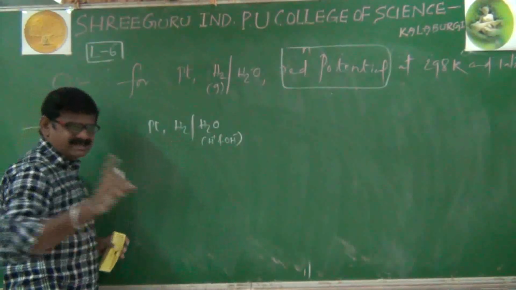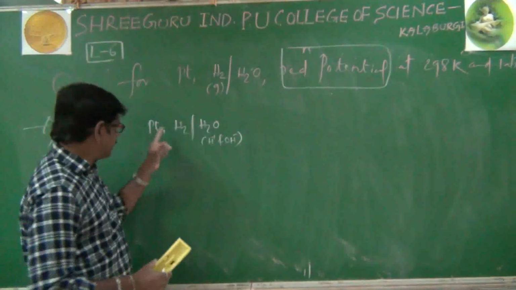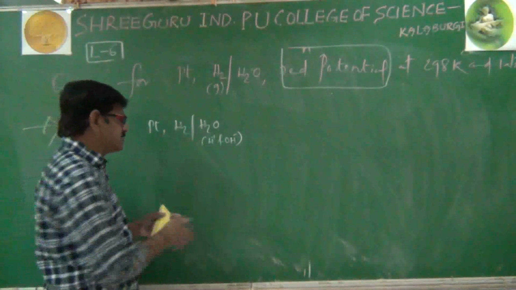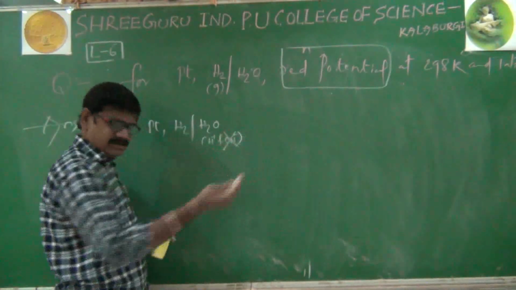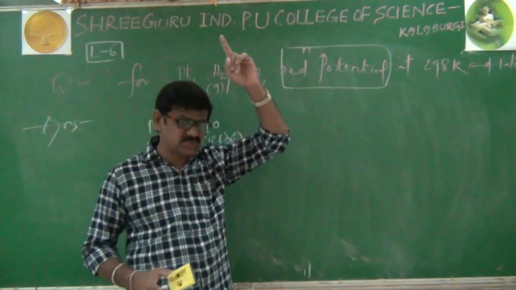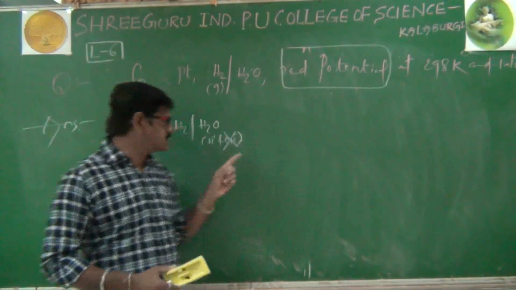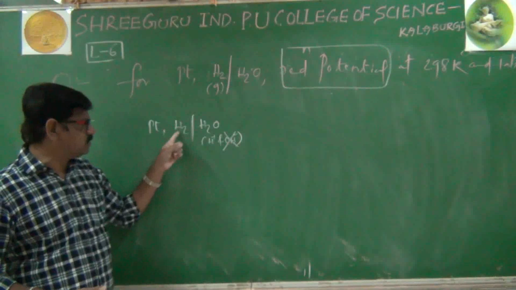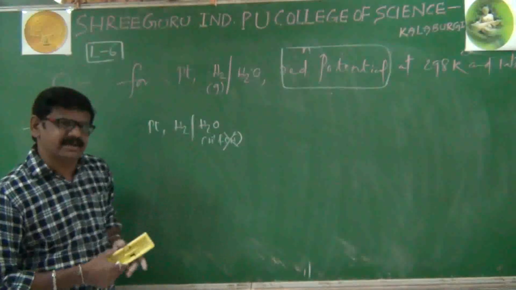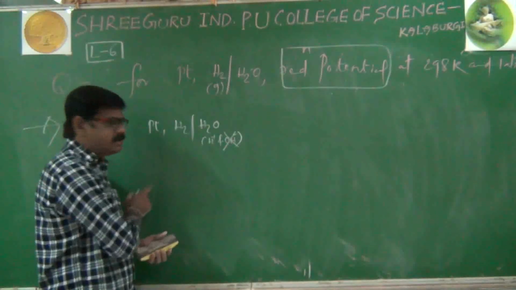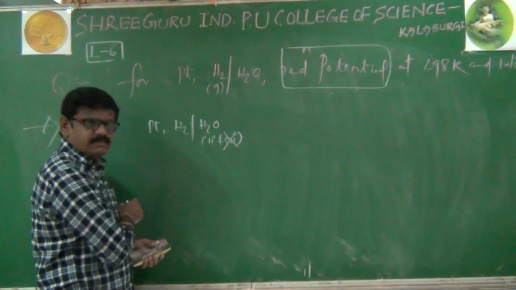We are constructing a hydrogen electrode. That's why H2 should contact with H plus ions. Here OH minus ions are not needed. In the previous case, SO4 minus 2 ions we could neglect. Here also we can remove the OH minus ions. Here H2 has contacted with H plus ions. Again here, if you observe the symbol, H2 converted to H plus.